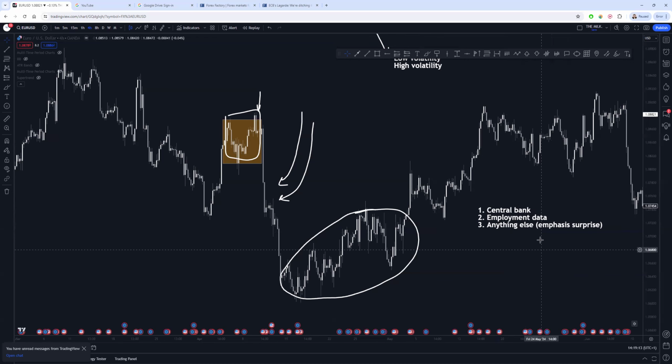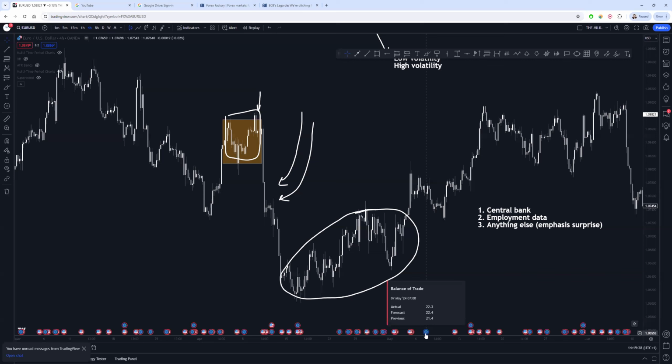So central bank, anything central bank, whether it's speeches, FOMC minutes, the ECB press conferences, if you see anything like that showing up, then typically expect volatility to increase, 1 to 2 days before, 1 to 2 days after. Employment data and anything else, even basically these other two categories here, the impact that these are going to have is going to depend on whether it's a surprise or not.